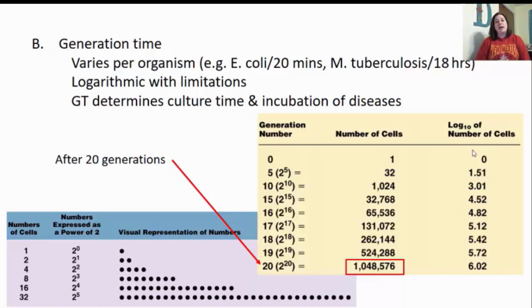The gestational time determines the culture time and also the incubation of diseases. How long does it take when you have been exposed before you start seeing actual signs and symptoms of being sick? Because you have to have enough time for that organism to replicate in order for you to see that you are now sick. If you take a look here, this shows that after 20 generations, there are over 1 million of these cells. So they can actually grow very, very quickly.